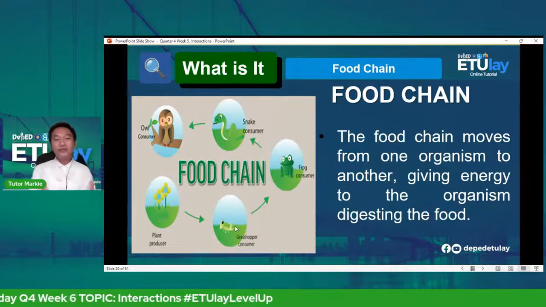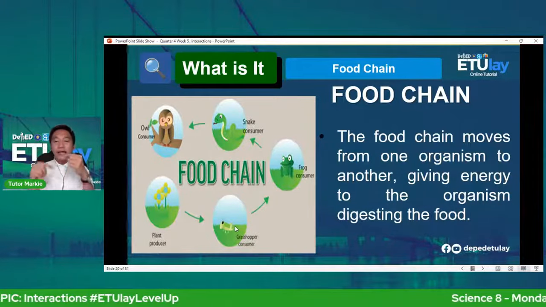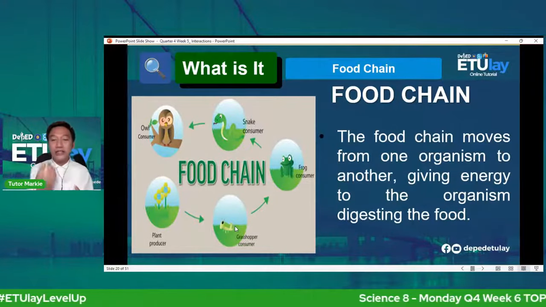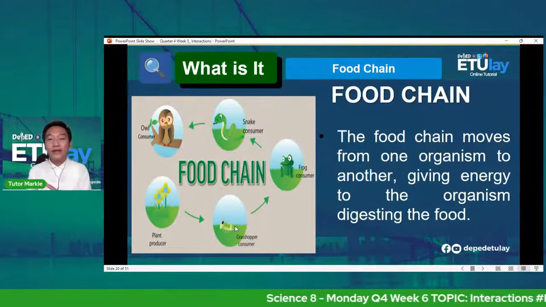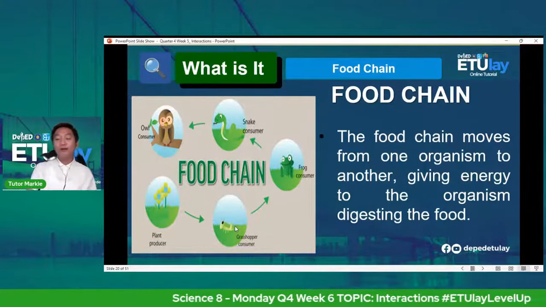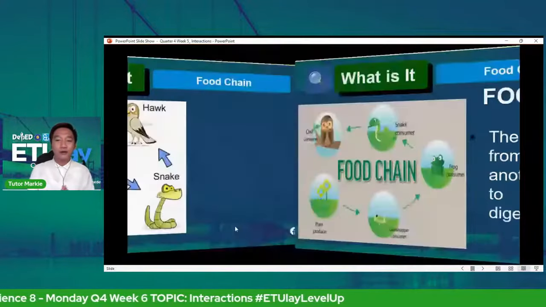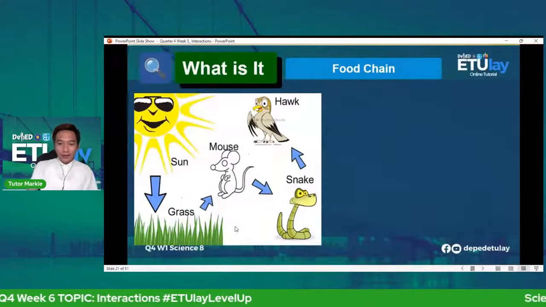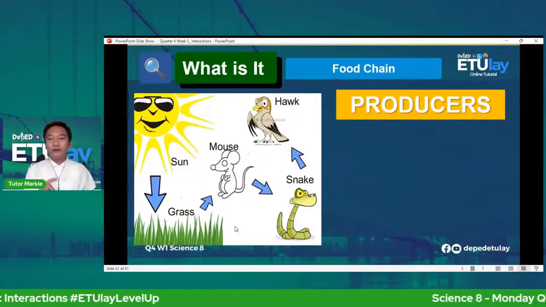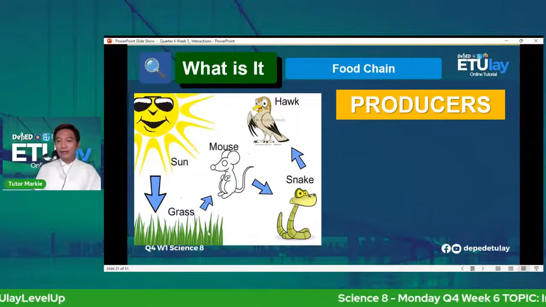So in short, definitely, mayroon tayong cycle or there is a chain, okay, from one organism to another. Kung kumbaga, nagsasalin ng energy from one organism to another. So, we have here, the first one is the producers. Ayan, nabanggit ko kanina.